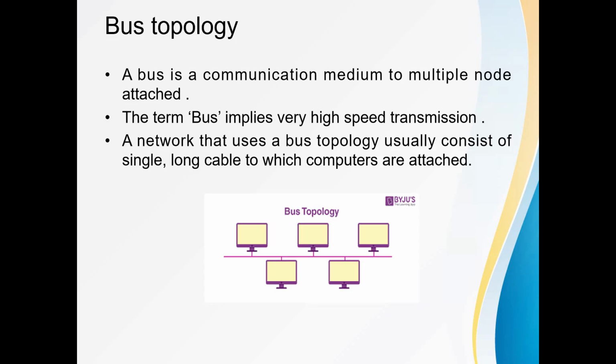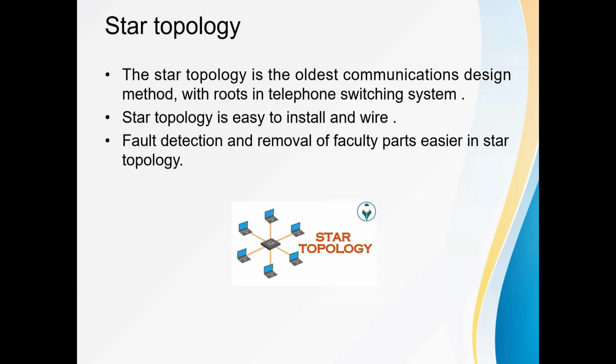Regarding advantages, we can say for star topology, it is easy to install and wire. The network is not disrupted even if a node fails or is removed from the network. Fault detection and removal of faulty parts is easier in star topology. Regarding disadvantages of star topology, it requires a longer length of cable. If the hub fails, nodes attached to it are disabled. The cost of the hub makes the network expensive as compared to bus and ring topology.